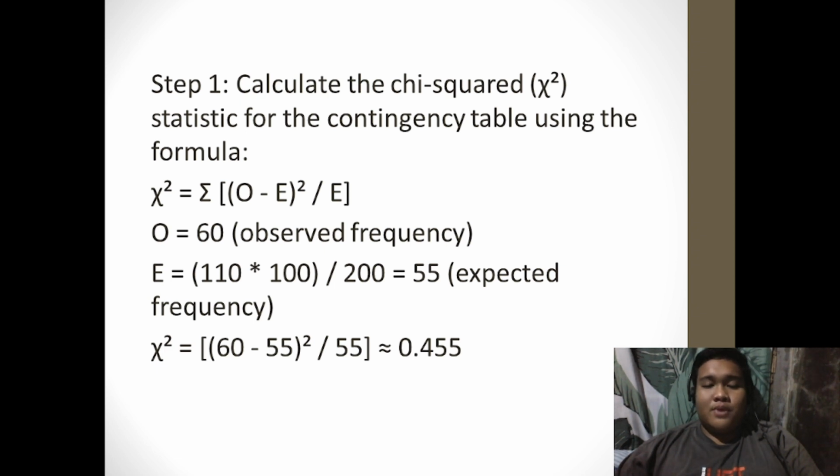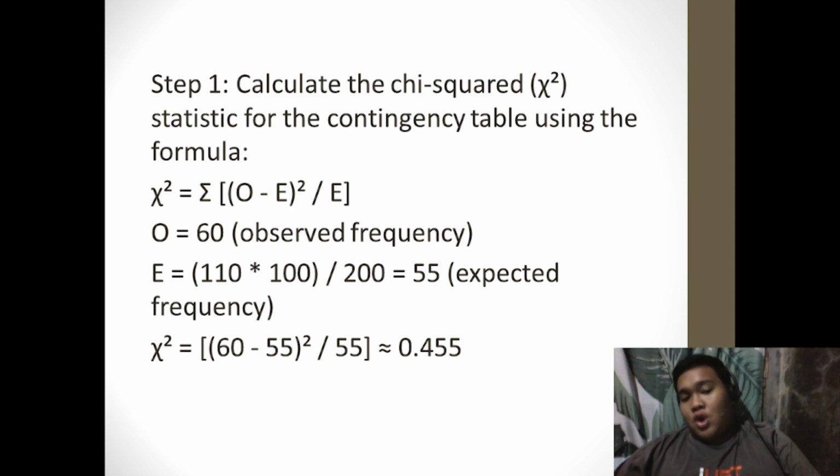So you can't solve the Cramér's V correlation without the chi-squared. So the first step in solving Cramér's V is chi-squared. That's why this is the first step. So χ² is equal to the summation of (O minus E) squared divided by E. So this is our formula.